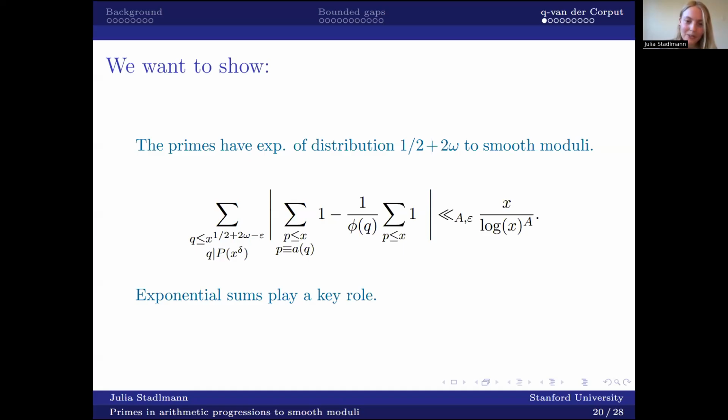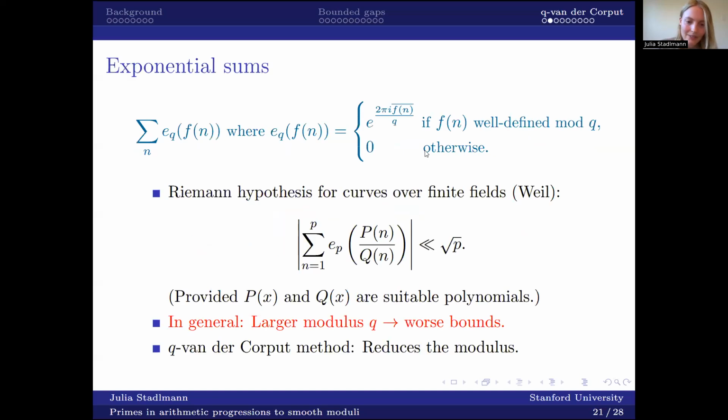So I want to focus on the role of the Q van der Corput method in the proof. It turns out that if we want to prove an exponent of distribution for the primes to smooth moduli, we need to work with exponential sums. So they play a really key role. Let me first talk about how exponential sums are used in the proof.